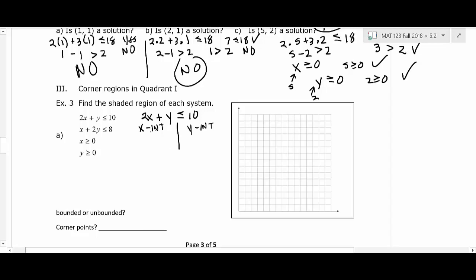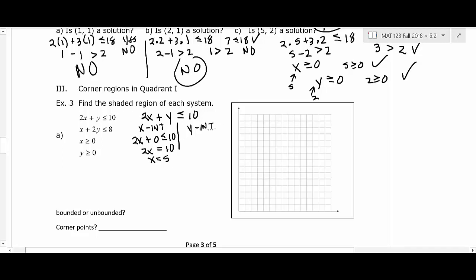When you do an x-intercept, you just replace the y with 0, so you would get 2x plus 0 less than or equal to 10. Okay, that would be 2x, and you can just use an equal sign. 2x equals 10, you can solve that in your head, that's 5. Okay, so we're going to have an x-intercept of 5 when we do this graph.